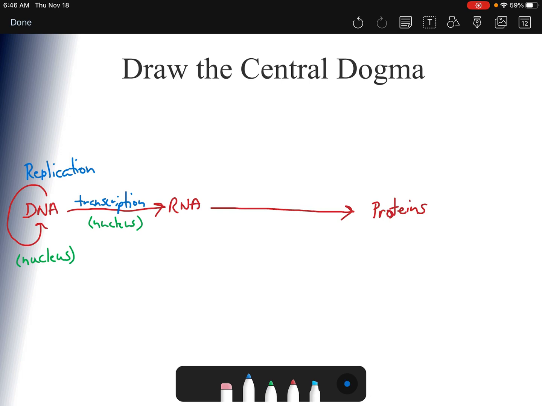The process we use to use the code to make a protein is called translation. Translation. That occurs where again? Well, since we're making a protein, it has to occur on a ribosome.